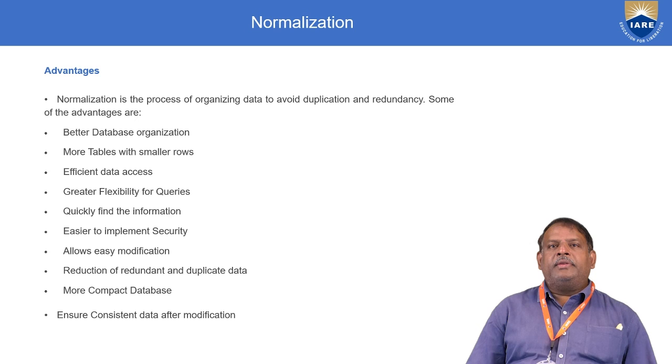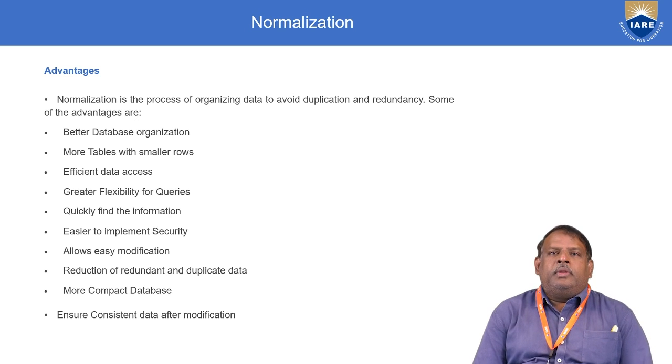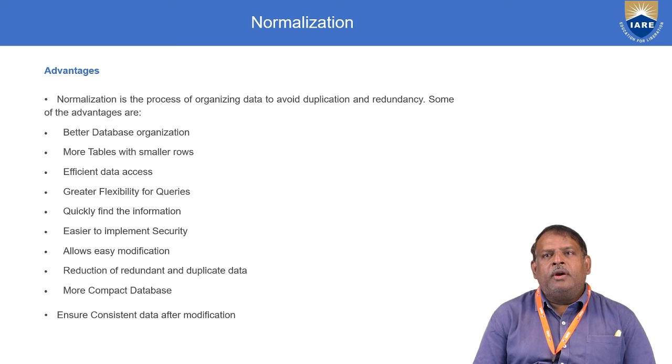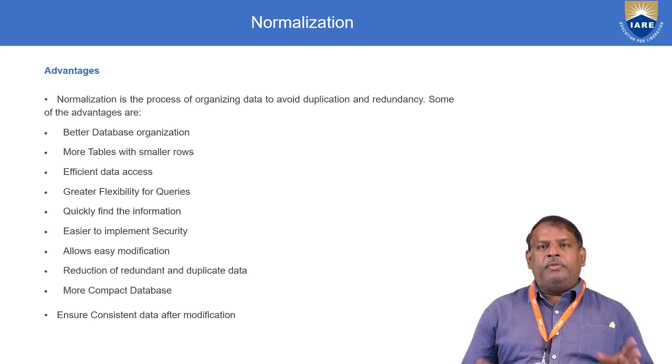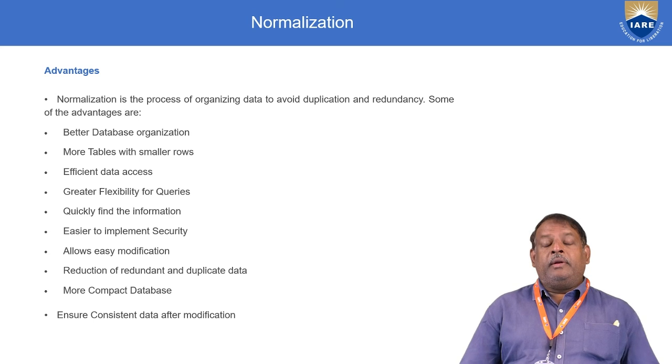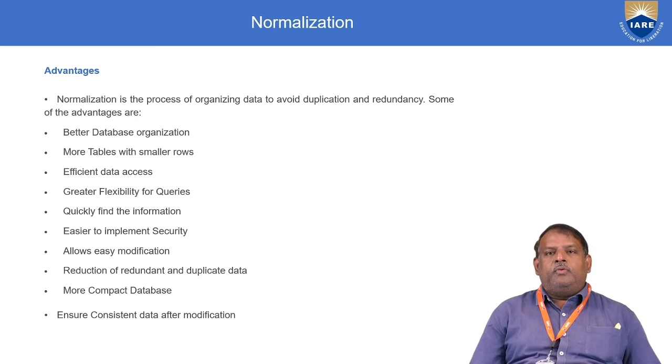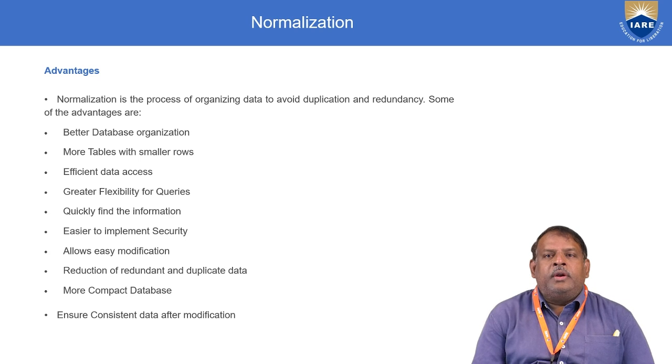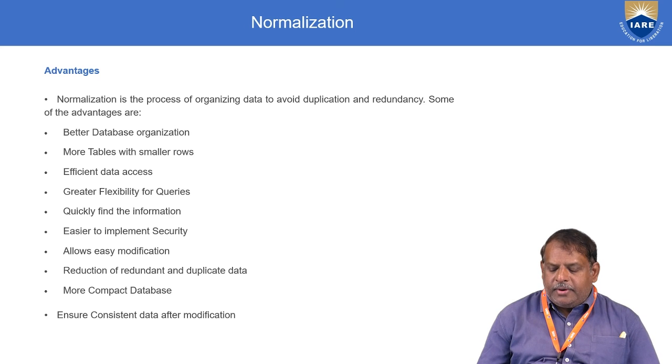Now we'll see the advantages of normalization. Normalization is a process of organizing data to avoid duplication and redundancy. Some of the advantages are better database organization, more tables with smaller rows. As we have seen, one entire table is broken into 3 tables. Also efficient data access, greater flexibility for queries, quickly find information, easy to implement security, allows easy modification, and also the reduction of redundant and duplicate data, more complex database, ensure consistent data for modification.